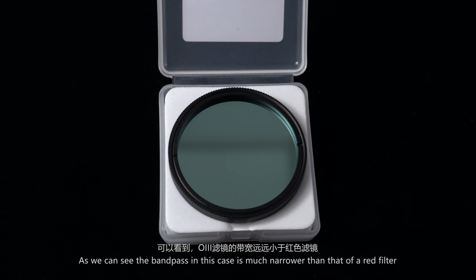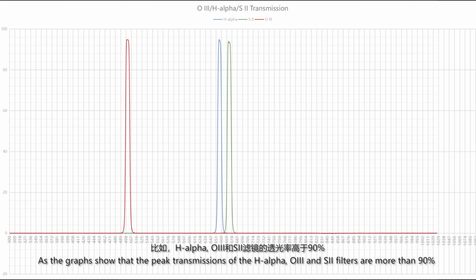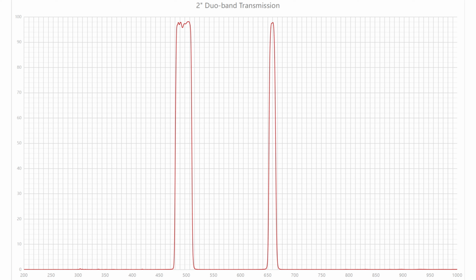Askar filters have a great transmission rate. That means the Askar filters allow as much desired light to pass as possible. As the graphs show, the peak transmission of the H-alpha, OIII and S2 filters are more than 90%, and the dual band is more than 95% at both central wavelengths.